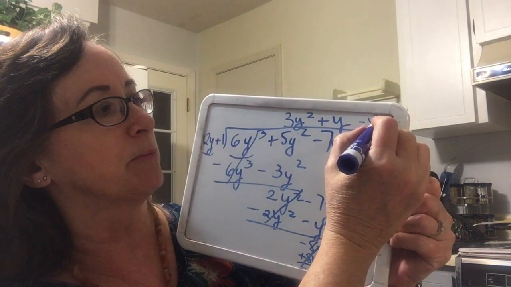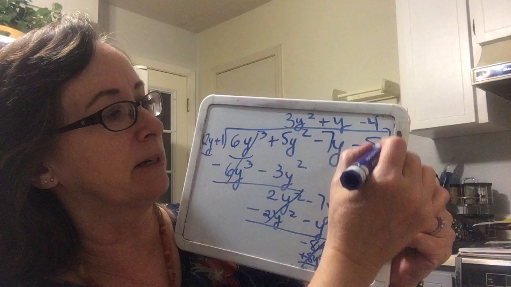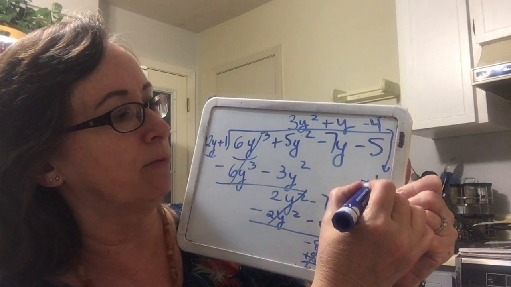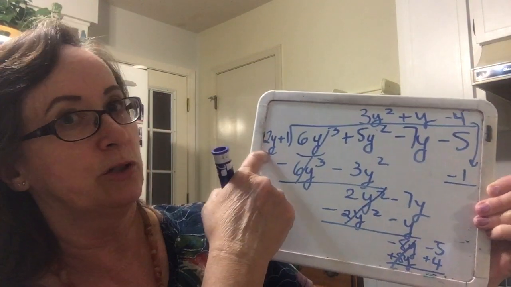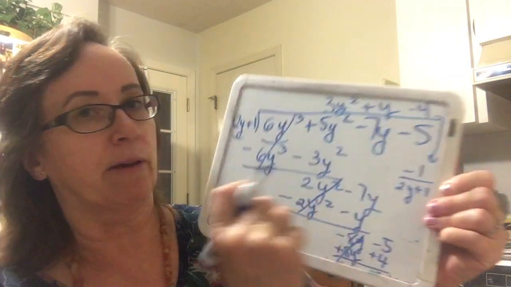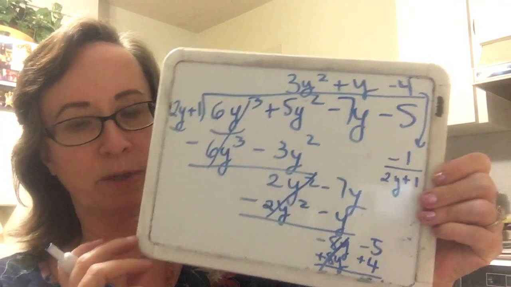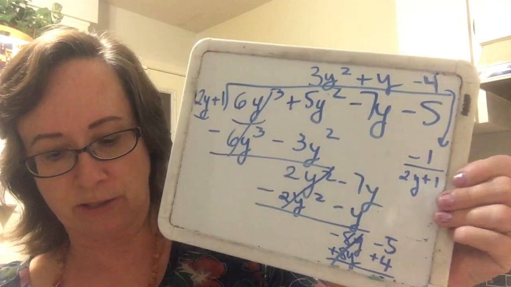I'm all out of room, so let's put our remainder here. And the remainder is going to be right here: negative 1 over 2y plus 1. Okay, so it's all of this and that little bitty remainder. That would be the answer, and that is correct.